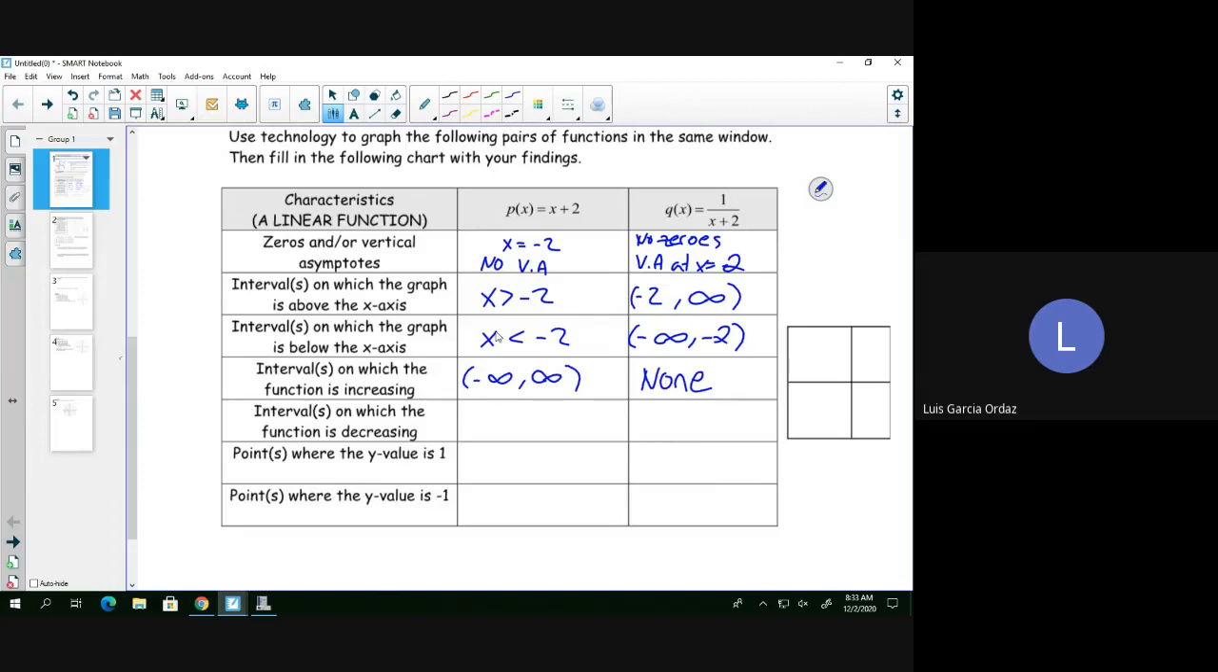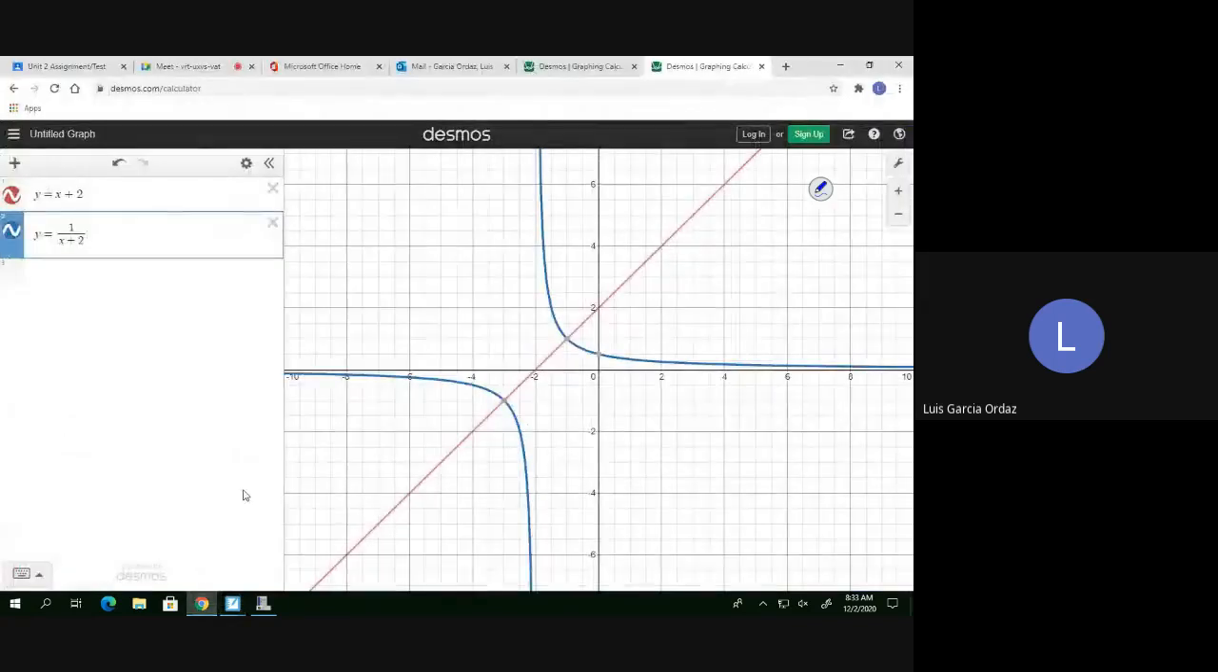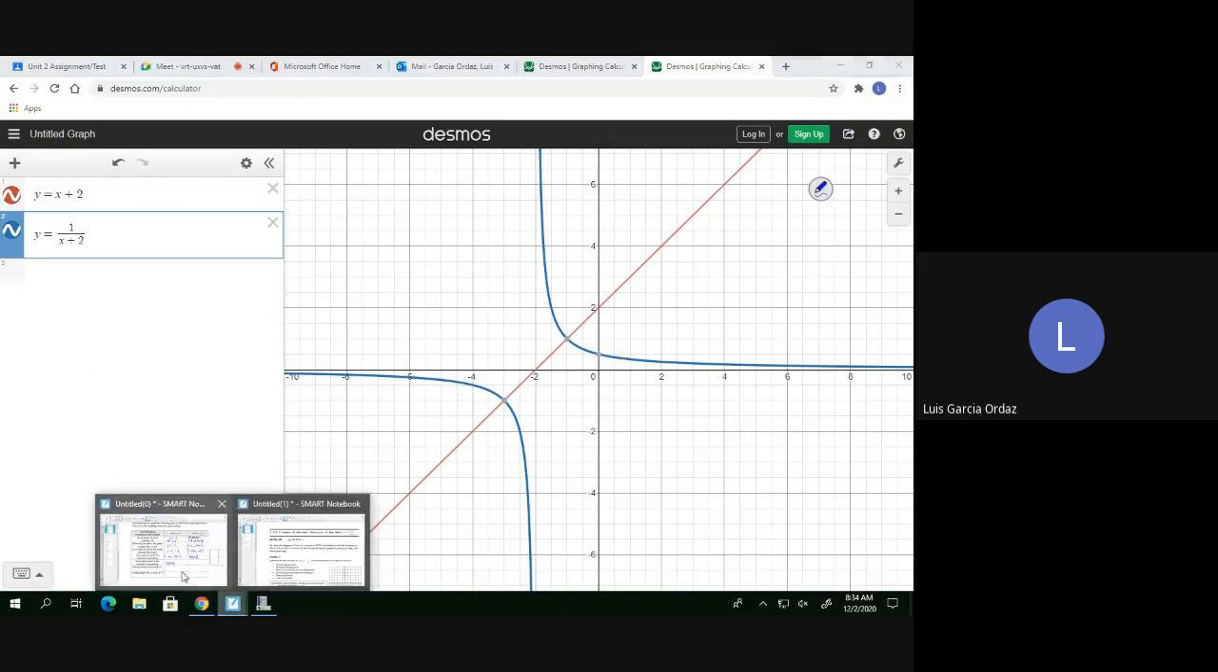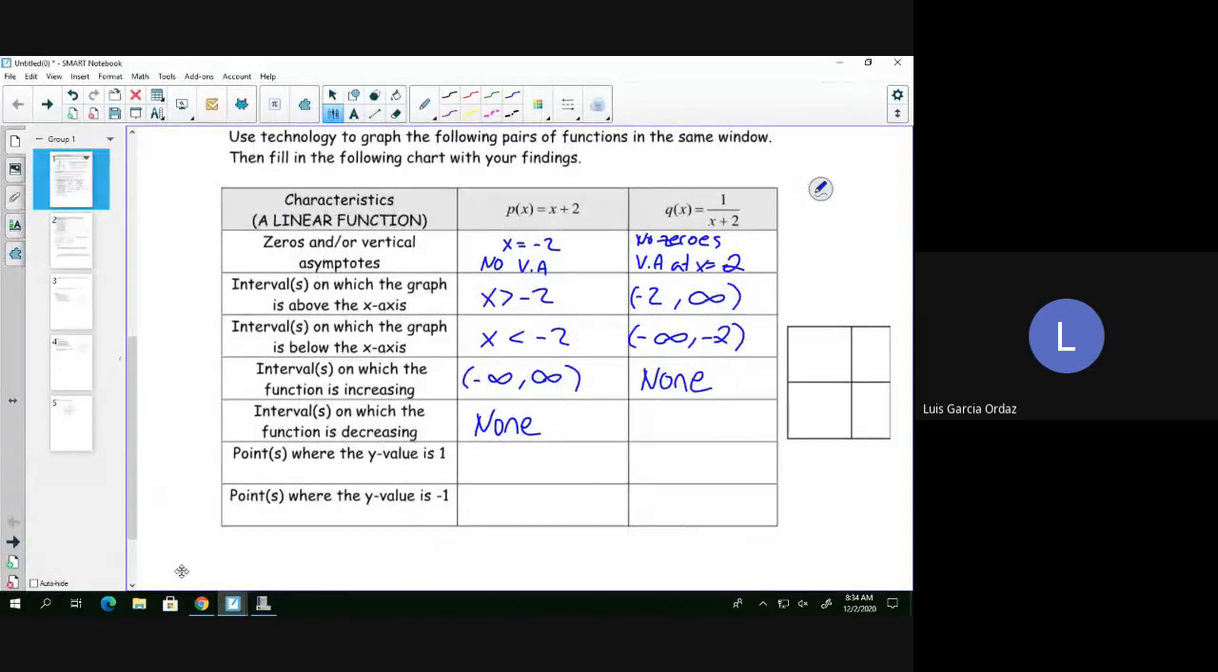How about in terms of decreasing? Is the linear function decreasing at any time? Nope, so there's none. And how about the reciprocal? What intervals is the function decreasing at? Negative infinity to -2. And then -2 to positive infinity. Yeah, so we're going to write that in interval notation: from negative infinity to -2 and -2 to positive infinity.